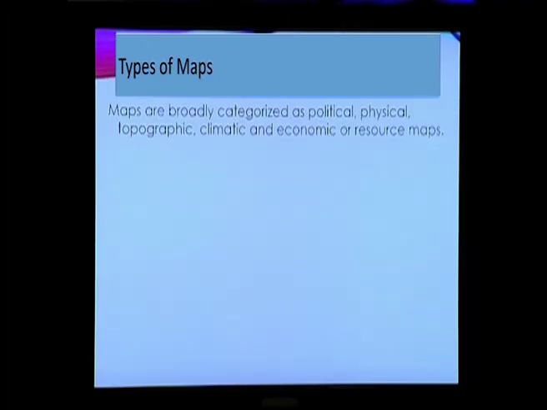Types of maps. Maps are broadly categorized as political, physical, topographic, climatic and economic or resource map. So, we have 5 types of maps. What are the 5 types of maps? Political map, physical map, topographic map, climatic map and economic or resource maps.